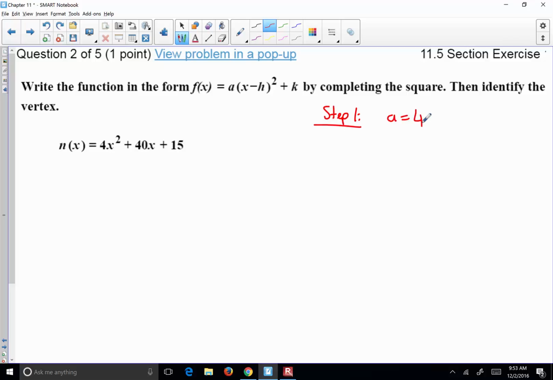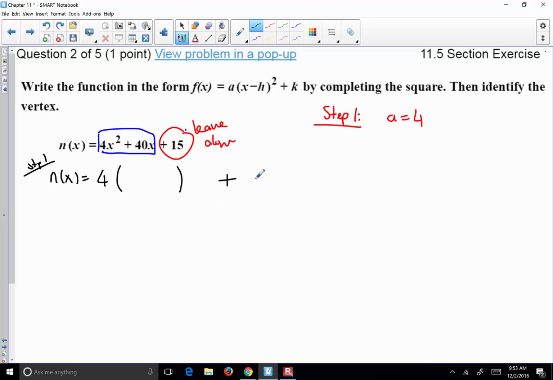Alright, we have a real step 1 here. A is not 1, it's 4. Here's what we need to do about it. This is step 1. We need to factor out 4. Divide terms by 4. However, you need to do it among the first 2 terms only. Leave this guy alone. So that 15 has to separate from the group and stay here.